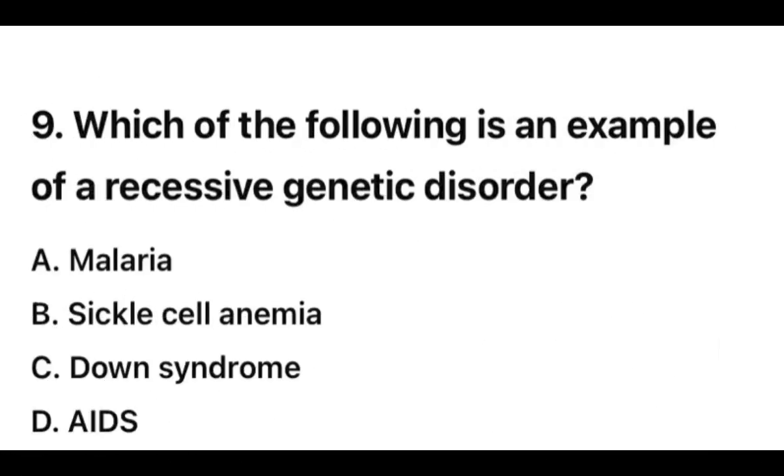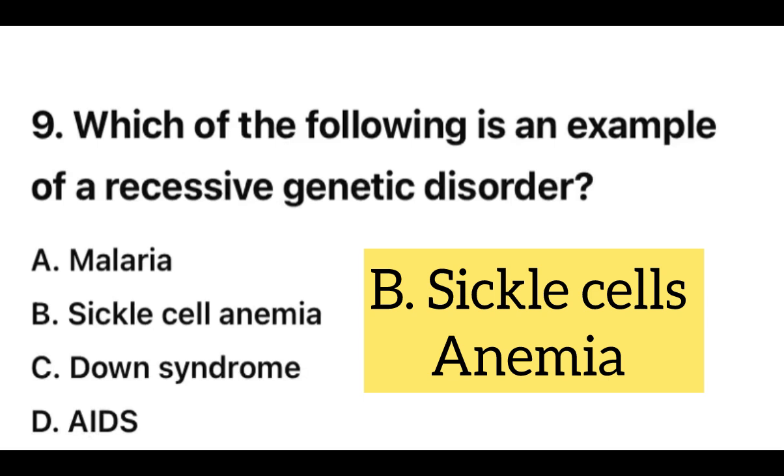Question 9 says, which of the following is an example of a recessive genetic disorder? Option A, malaria. B, sickle cell anemia. C, Down syndrome. And D, AIDS. The correct answer is sickle cell anemia.